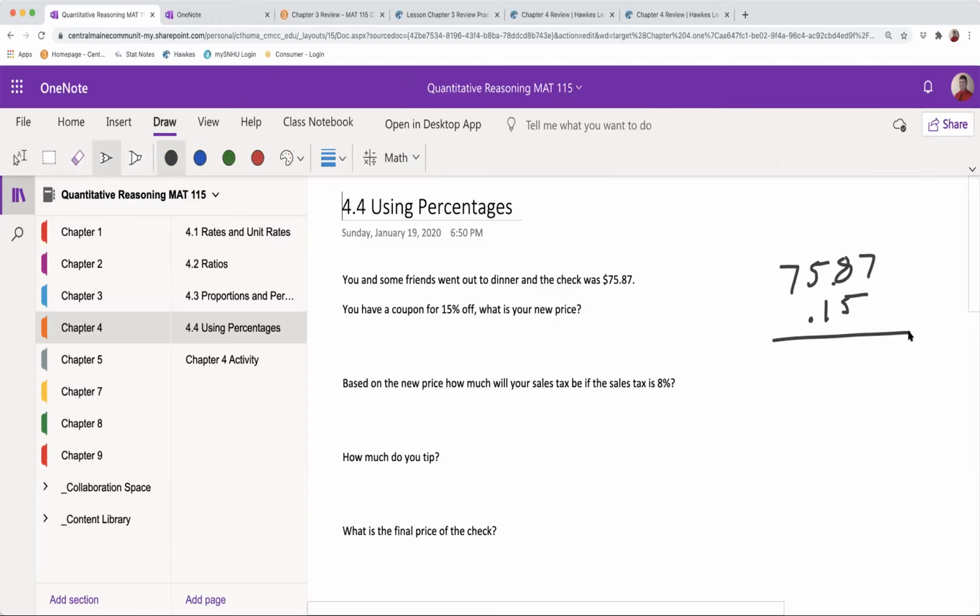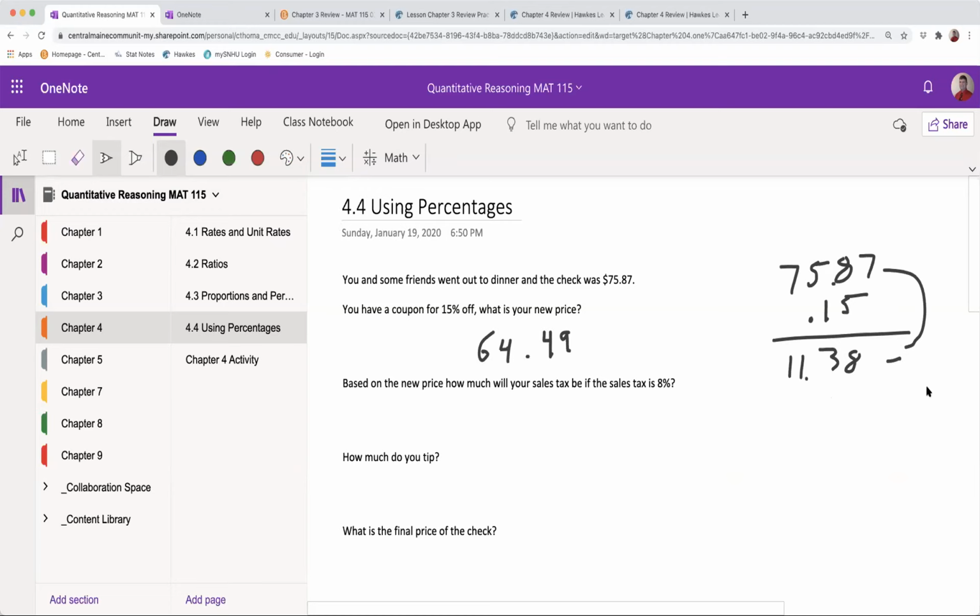So we go to our calculator. So 75.87 times 0.15 gives us $11.38. So that's how much is deducted from our check. So then I just have to subtract those two numbers, 75.87 minus my answer. So my check is now reduced to 64.49. Right? Because I just took this and I subtracted that.